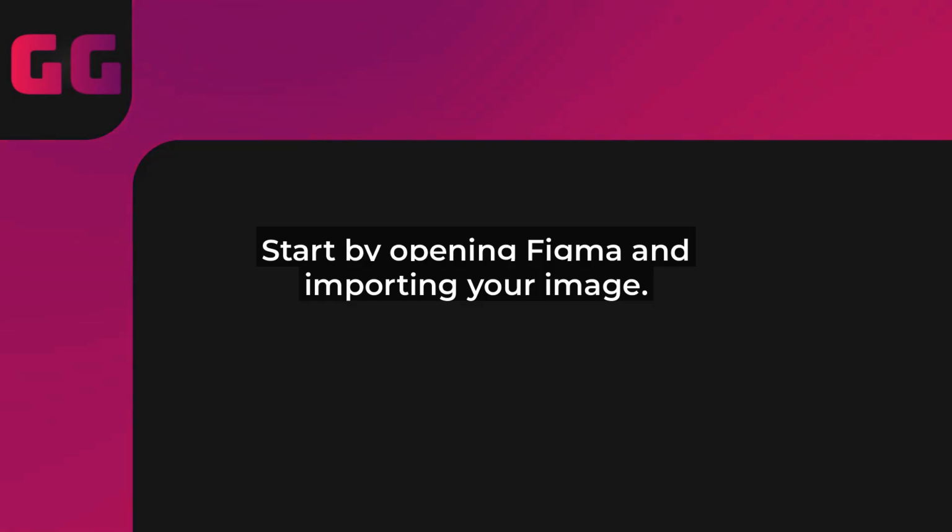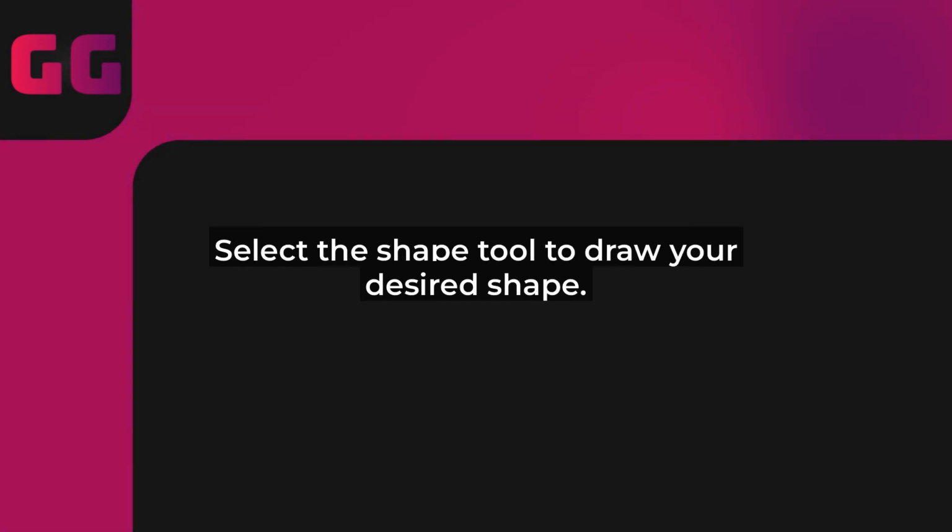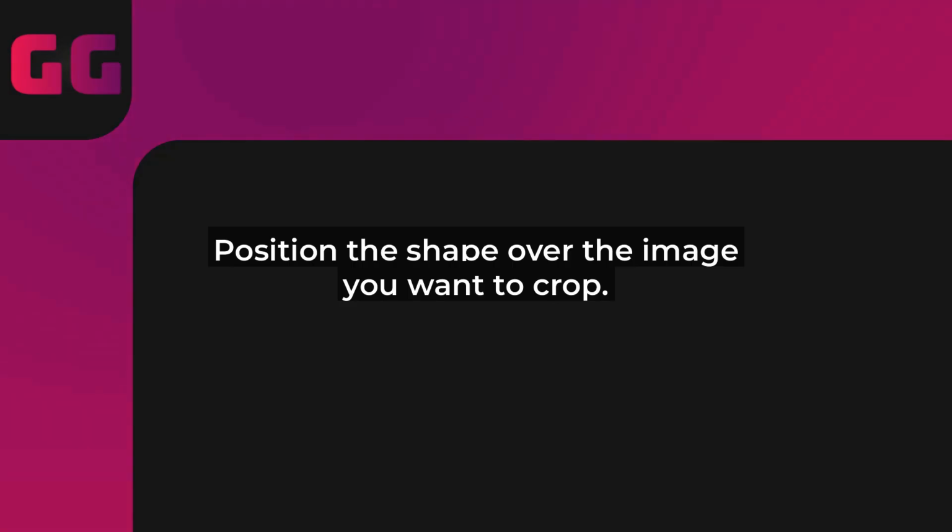First things first, make sure you have Figma open on your computer or tablet. If you're new, go ahead and sign up for a free account. It's super easy. Start by creating a new file or opening an existing one where you want to work. Now, import your image. You can do this by dragging and dropping it into the canvas or using the Import option from the menu. Once your image is on the screen, select it and head over to the right-hand toolbar.